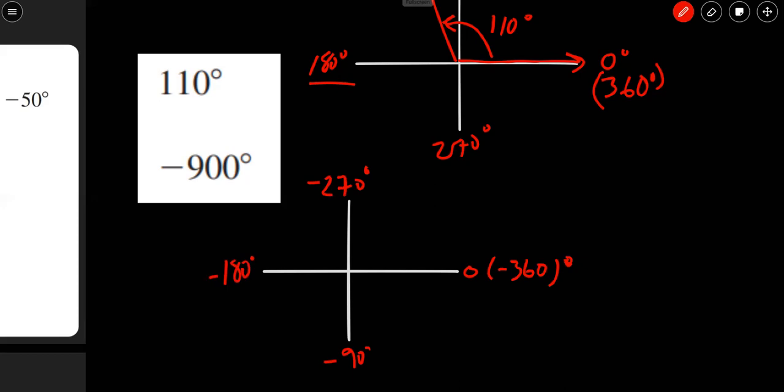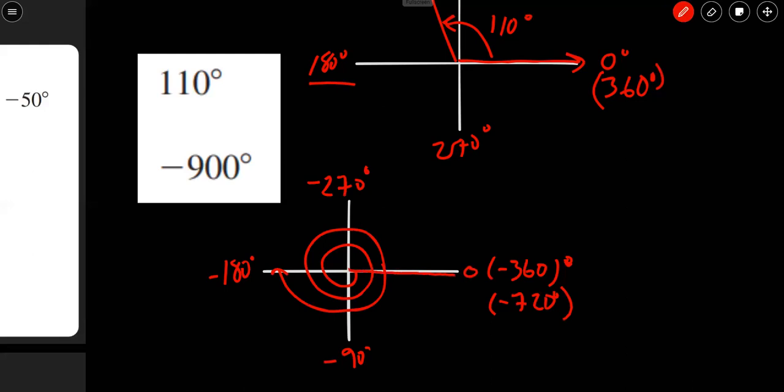But I can just keep on doing iterations of 360 degrees to figure out how far I need to go. This would be my first 360 degrees. I'm not there yet, so I'm going to go another 360 degrees. Two times around would take me to negative 720 degrees. So we're getting pretty close. If I continue along, this would be negative 810 degrees. And then finally over to here at the 180 degree mark, this would be negative 900 degrees.